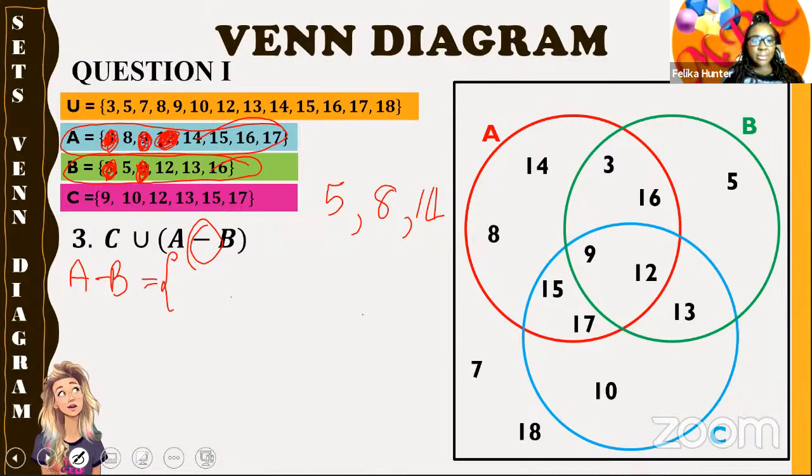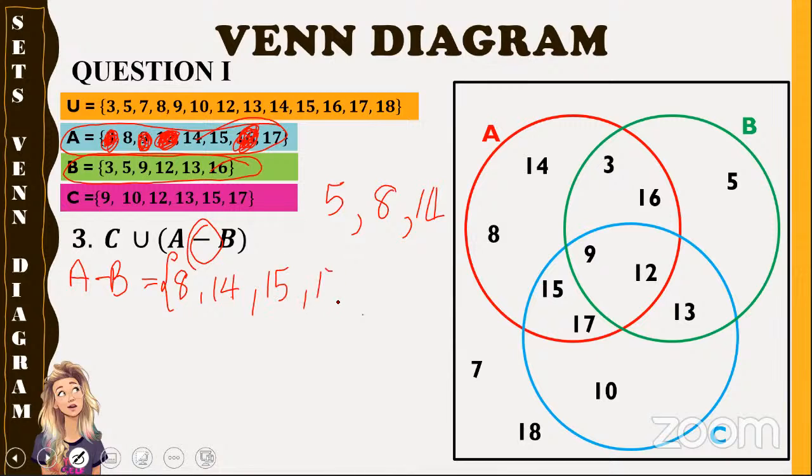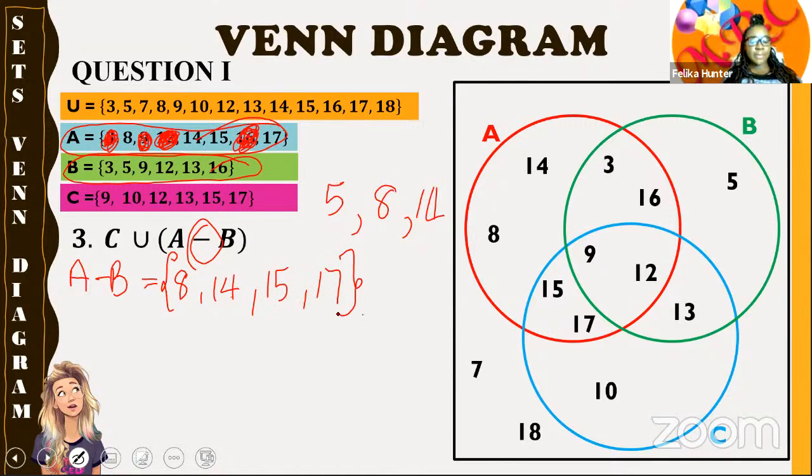We come down to the next number that is common, 16, we're taking that out. So now our answer is going to be what is left in A. So let me not cross these out of B. We're using B just to help us identify what is common, and anything common between A and B, we're taking them out. So what is left in A now would be 8, 14, 15, and 17.